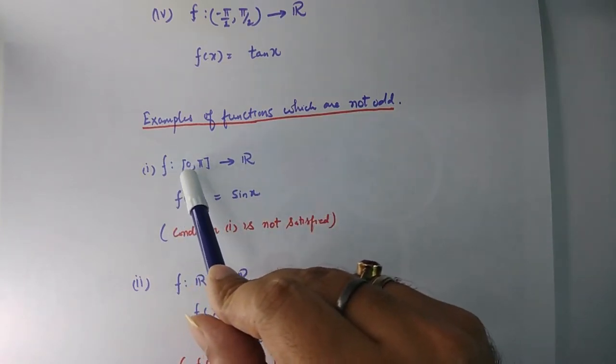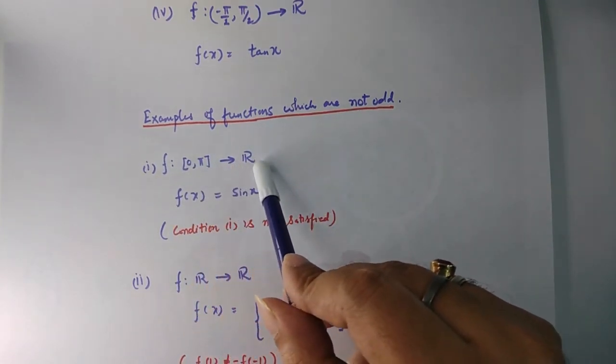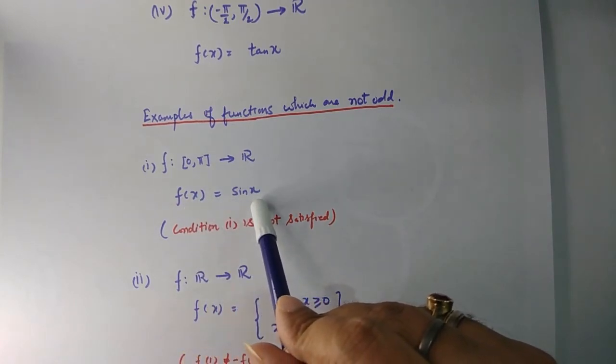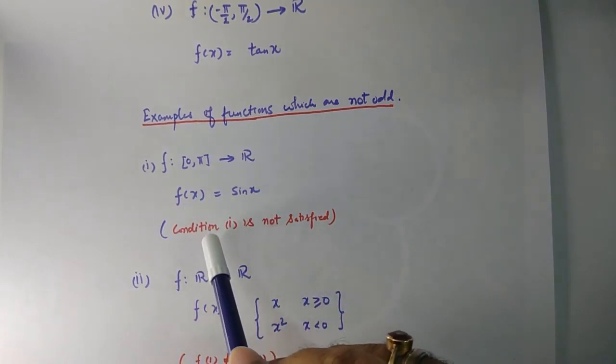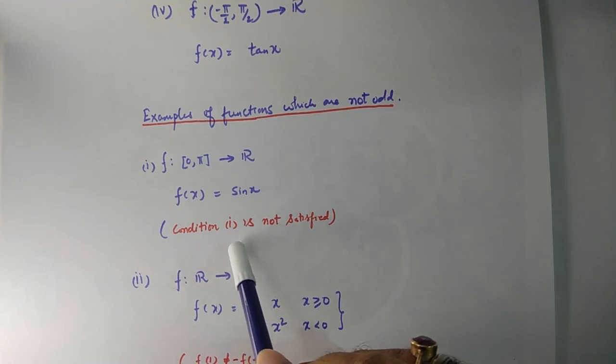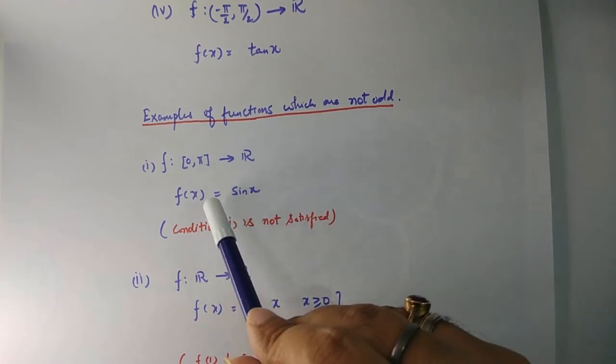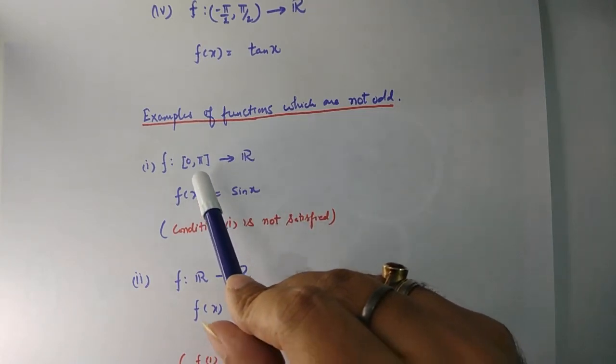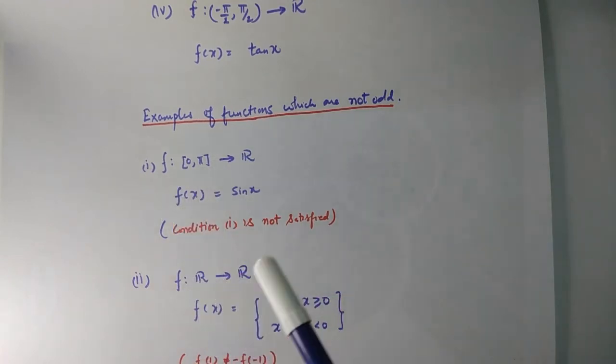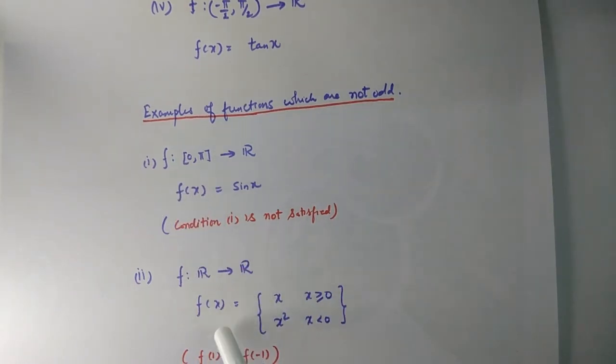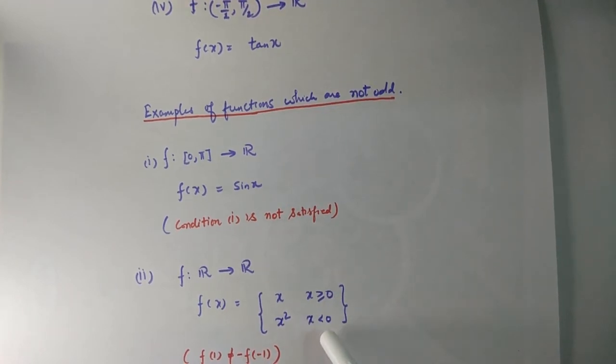F from the closed interval 0 comma pi to R such that f of x is equal to sin x. Clearly, the first condition for a function to be odd is not satisfied because there is no negative number corresponding to a positive number in the domain. Similarly, the function f from R to R such that f of x is equal to x when x is greater than or equal to 0 and x square when x is strictly less than 0 is also not an example of an odd function.